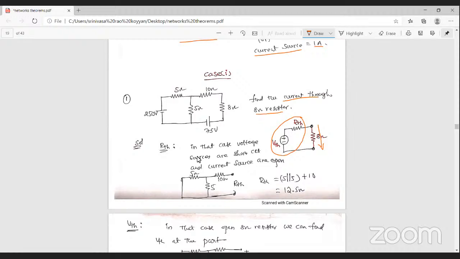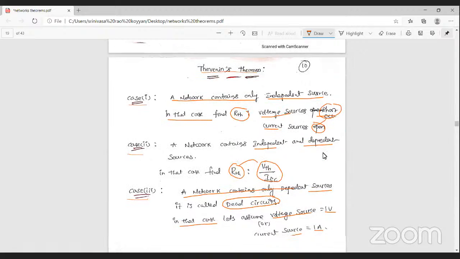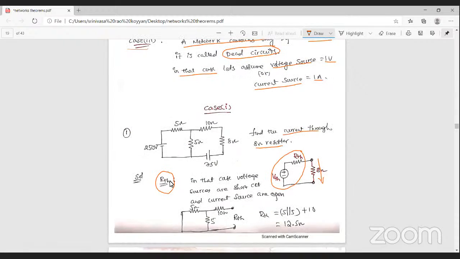Okay. So first, find the Thevenin's resistance. According to case 1, if the network contains a voltage source, then you short circuit it. If the network contains a current source, then you open it. In this network there are two voltage sources. This is one voltage source, and this is another voltage source. These two voltage sources are short circuited.